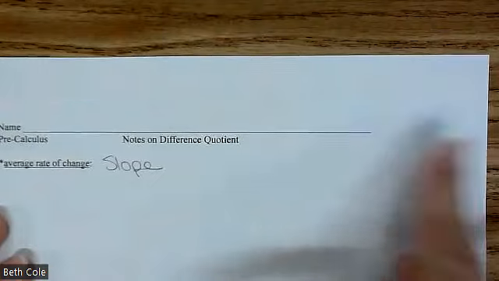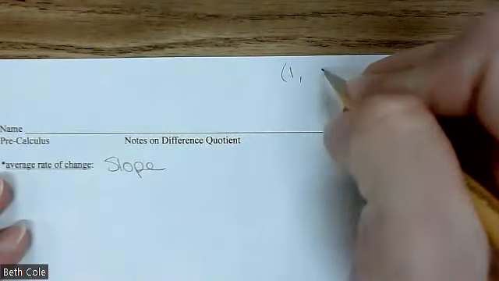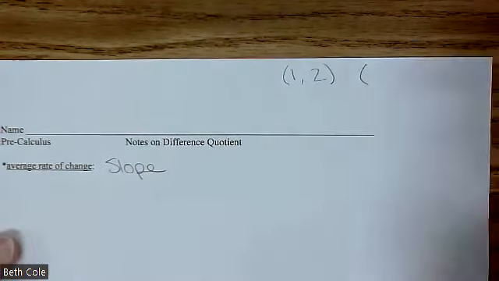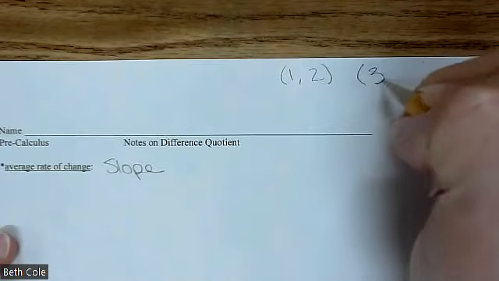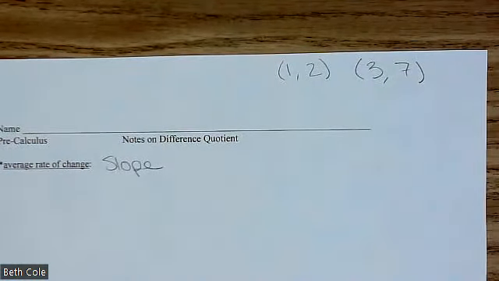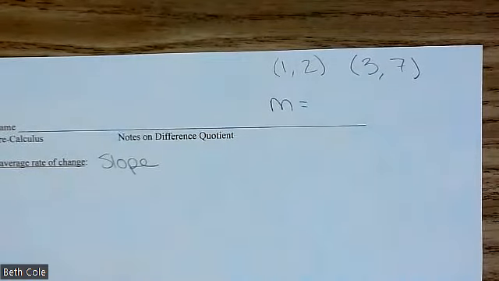Just off to the side here, give me some single digit numbers. 1, 2, and then I need another point. Let's do 3, 7. Okay. What letter stands for slope also, weirdly? M for slope. Does that make sense? Do you remember how to find a slope? And again, if no one remembers, I'm going to tell you.